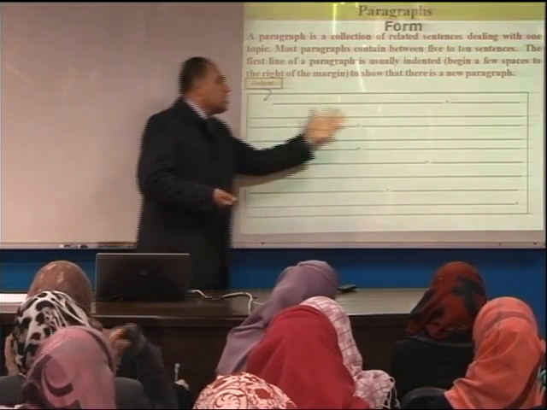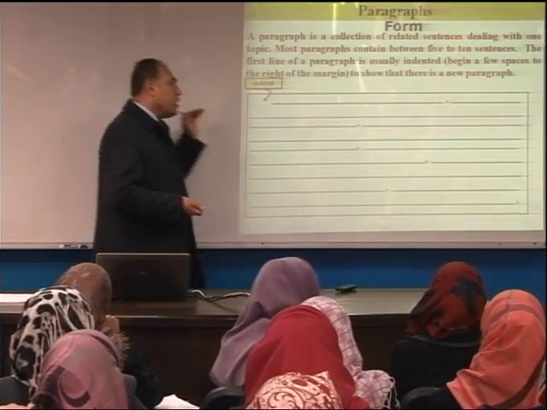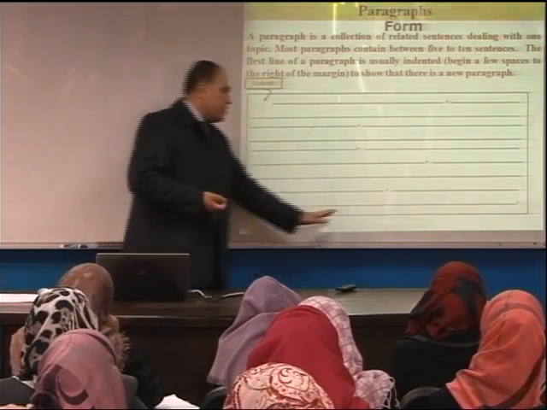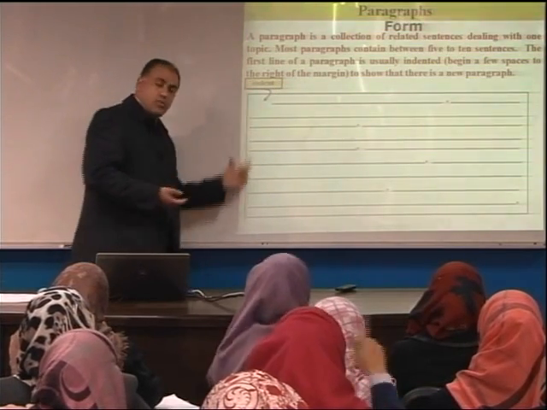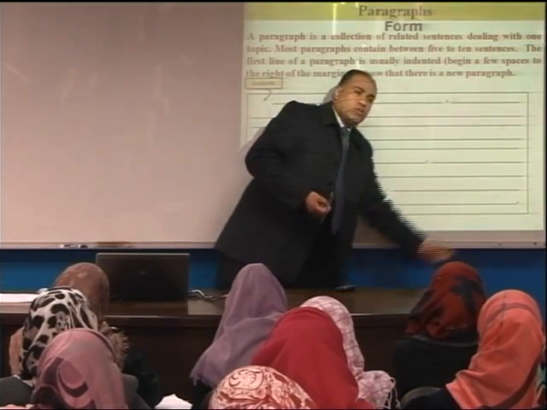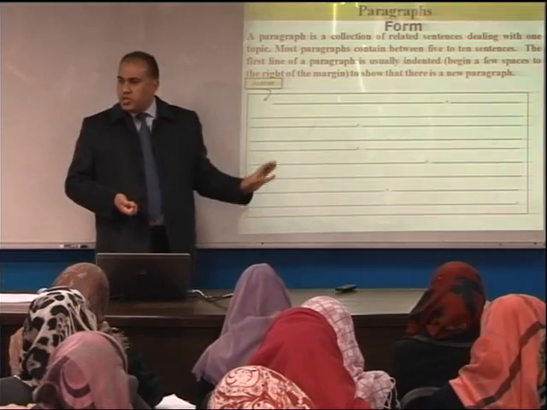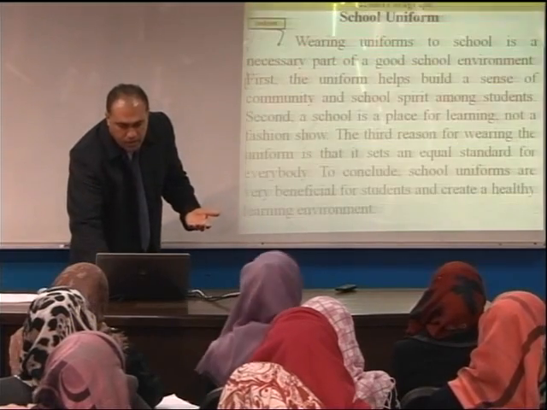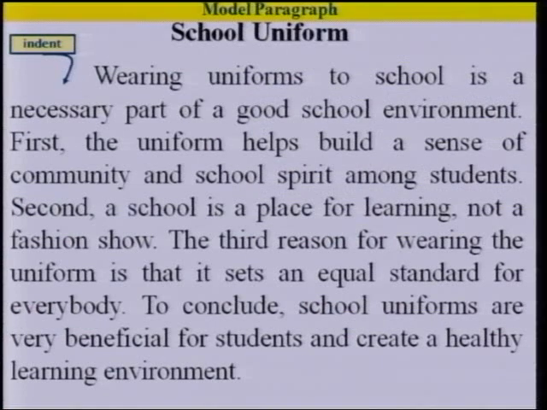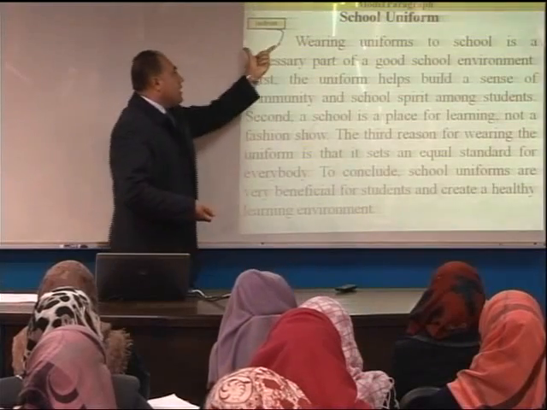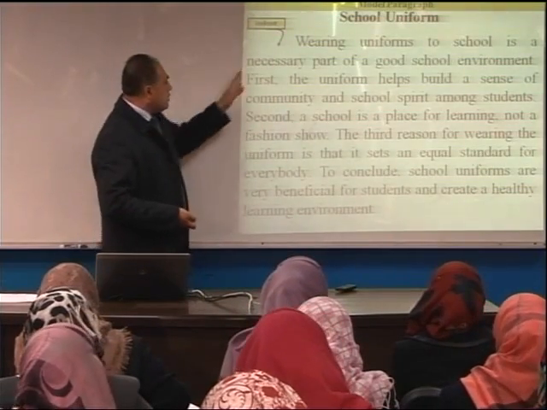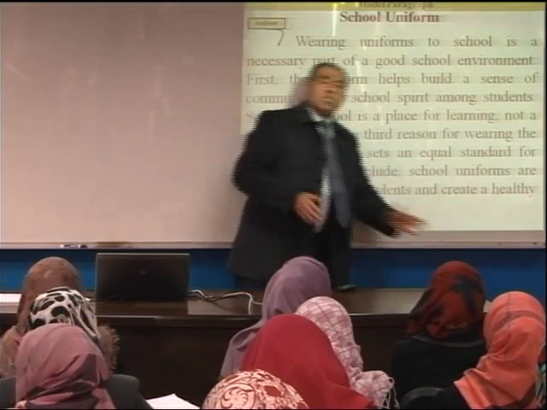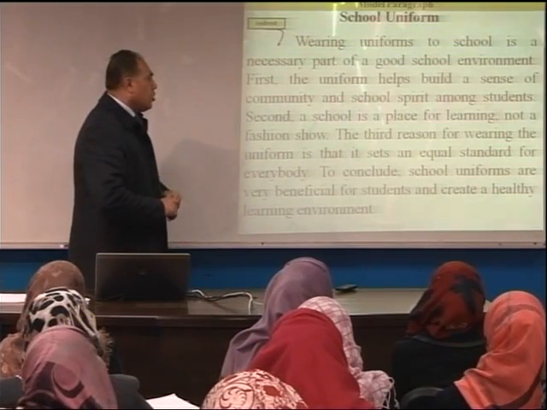Another thing is that this is what a paragraph should look like. So we write on all the lines until we finish our paragraph at the end. Notice the margin here. There is enough margin on the left, and margins on the right, and this is the way it should look. So this is a model paragraph, an example of what a paragraph should look like. For example, there is a title, school uniform, and we indented the first sentence of this paragraph, and you will notice that it's like a block form.